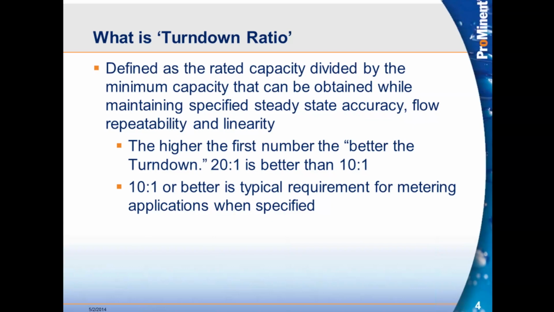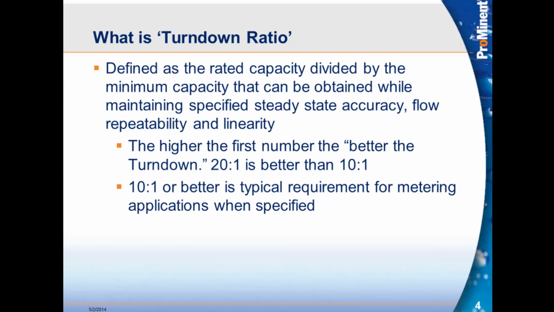Okay. So what is turndown ratio? It's defined as the rated capacity of the pump divided by the minimum capacity of the pump. The rated capacity, the rating that we give with our pump, of course, is with water, and it's its maximum. So if you turn both the stroke length and the speed of the pump up to its maximum, that's what we rate our pump. That's the rated capacity of the pump. Now we're saying divided by, or compared to, the minimum capacity.